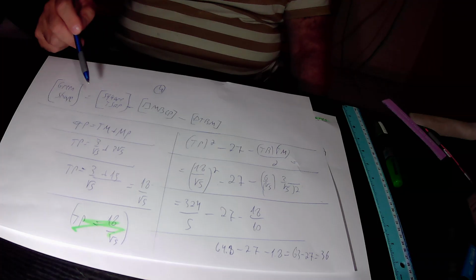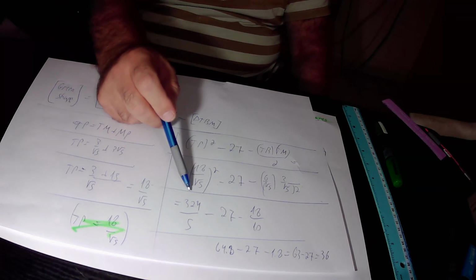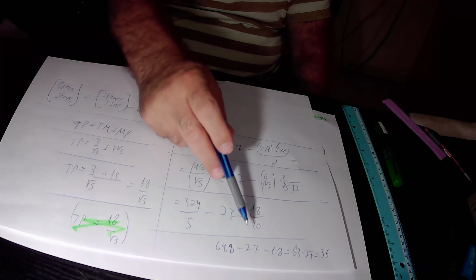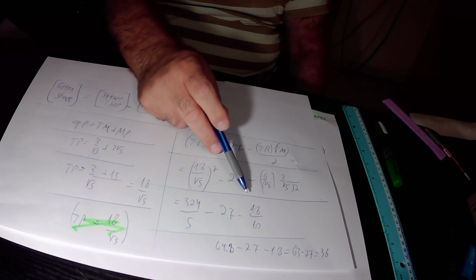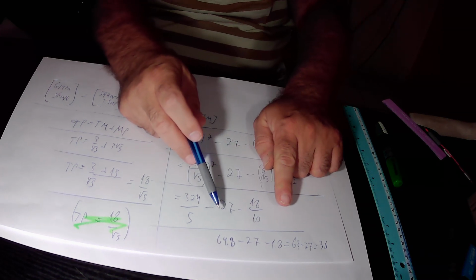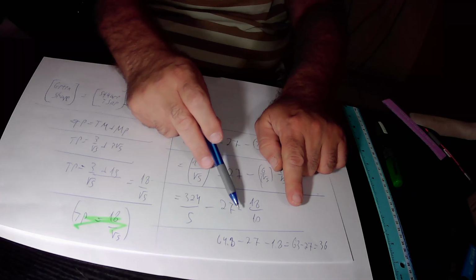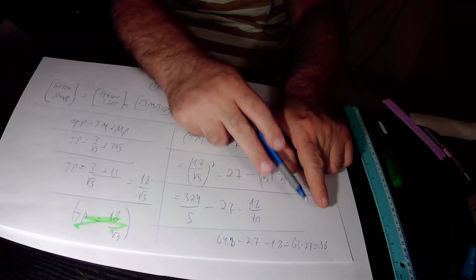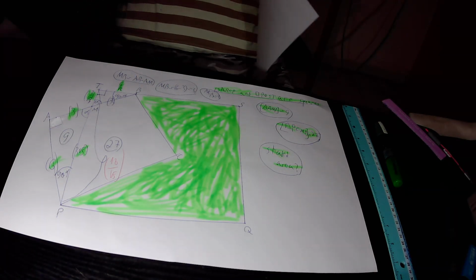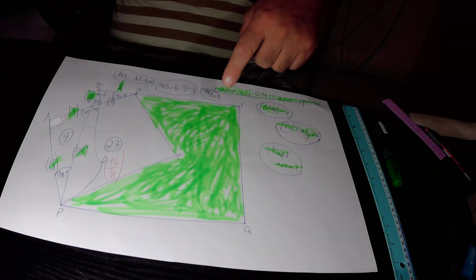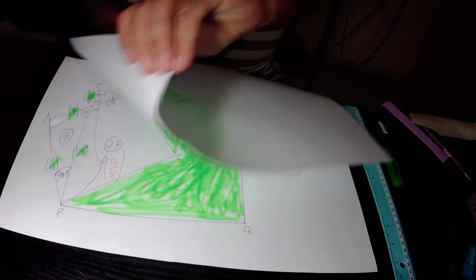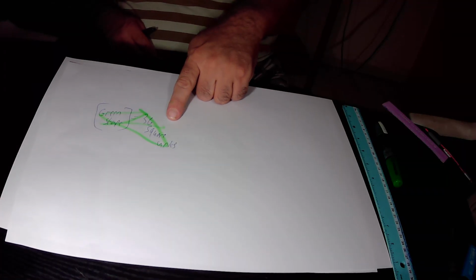So the area of the green shape in total equals 324 over 5, which is 64.8, minus 27, and minus 18 over 10, which is minus 1.8. 64.8 minus 1.8 is 63, and 63 minus 27 is 36. So in total, we find that the area of this green shape, the area we are looking for in this question, is equal to 36 square meters. Again, the area of this green shape equals 36 square meters.